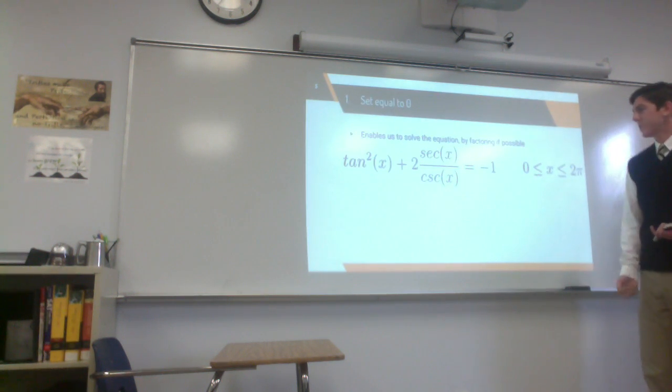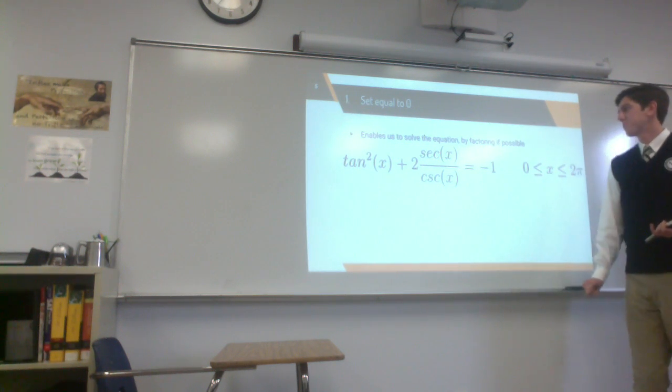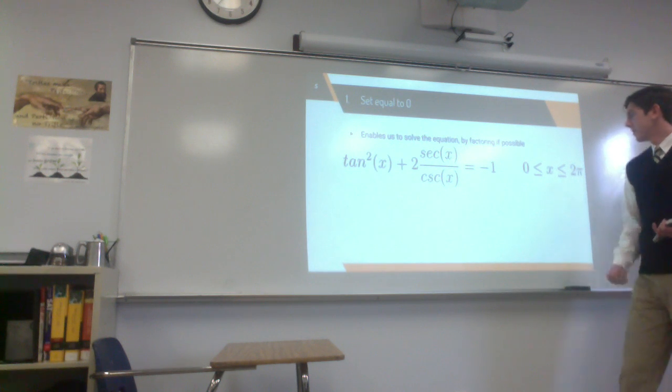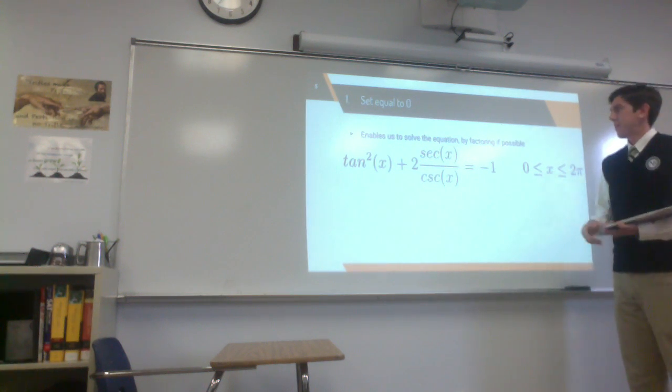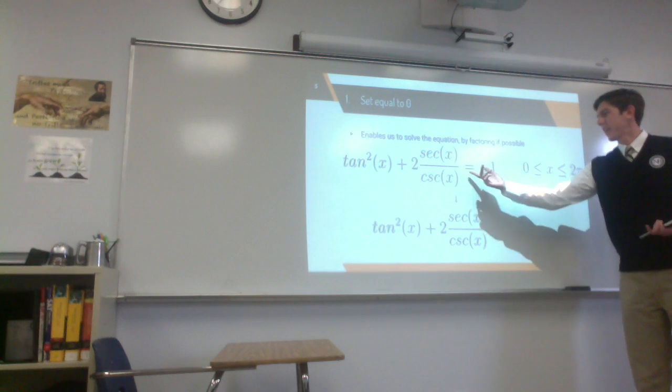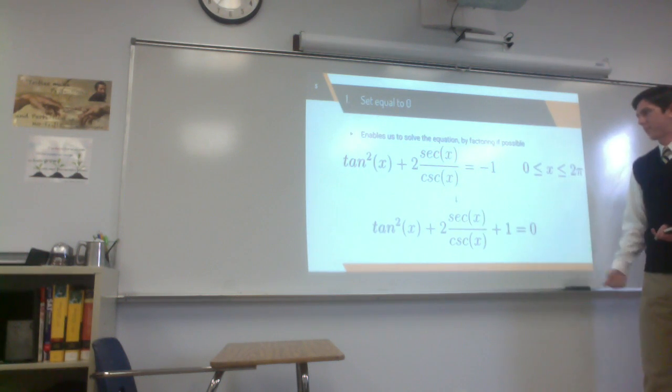So, to demonstrate these 3 things, I'm going to use the equation tangent squared of x plus 2 secant x over cosecant x is equal to -1 in the interval of x is between 0 and 2 pi. So our first step is to set it equal to 0. So we just bring the -1 over, and it's plus 1.